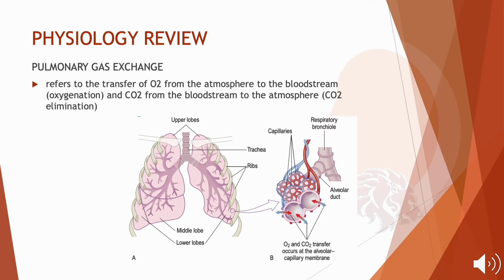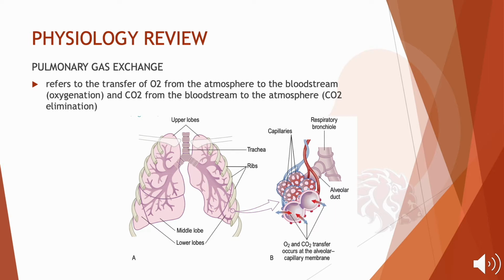We know that our cells use oxygen to generate energy and produce carbon dioxide as waste. Blood supplies cells with the oxygen they need and clears the unwanted carbon dioxide. This process depends on the ability of our lungs to enrich blood with oxygen and rid of its carbon dioxide. Pulmonary gas exchange refers to the transfer of oxygen from the atmosphere to the bloodstream, or oxygenation, and carbon dioxide from the bloodstream to the atmosphere, or carbon dioxide elimination.